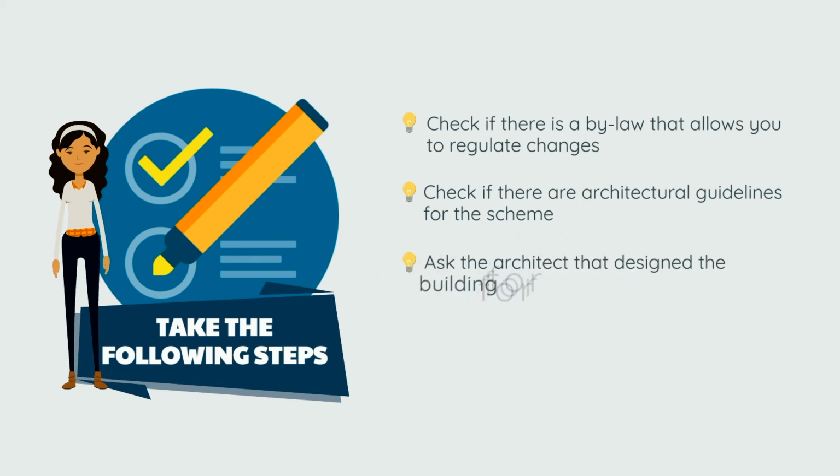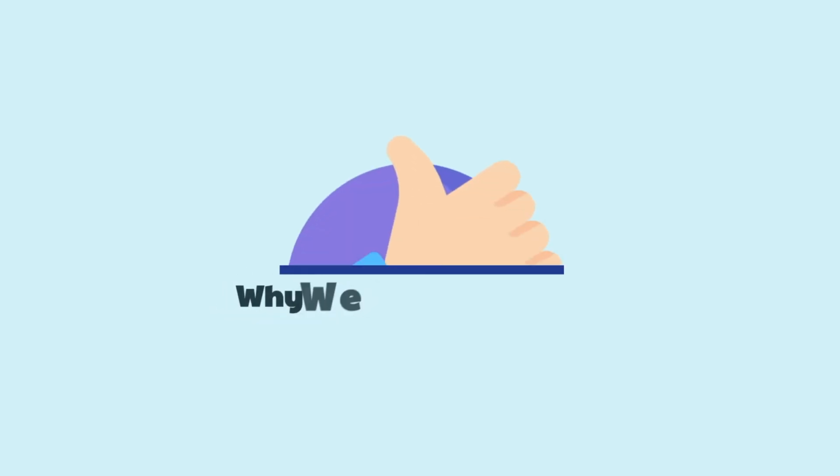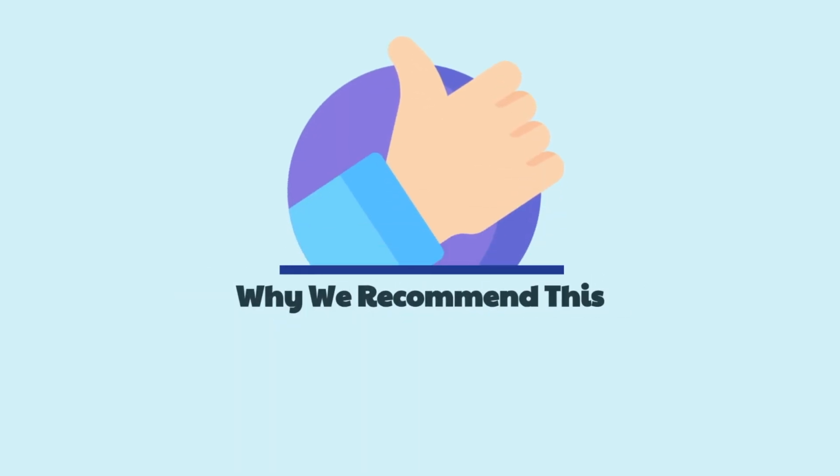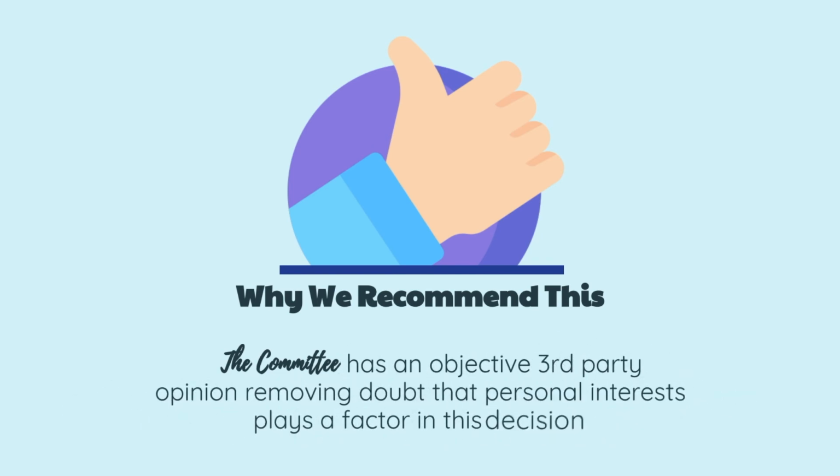Ask the architect that designed the building for an opinion about the visual impact of the lot owner's request to understand if the request is in keeping with the scheme or detracts from the external appearance. Make a decision once you have professional advice. The reason why we recommend this is so the committee has an objective third-party opinion, removing doubt that personal interests play a factor in this decision.